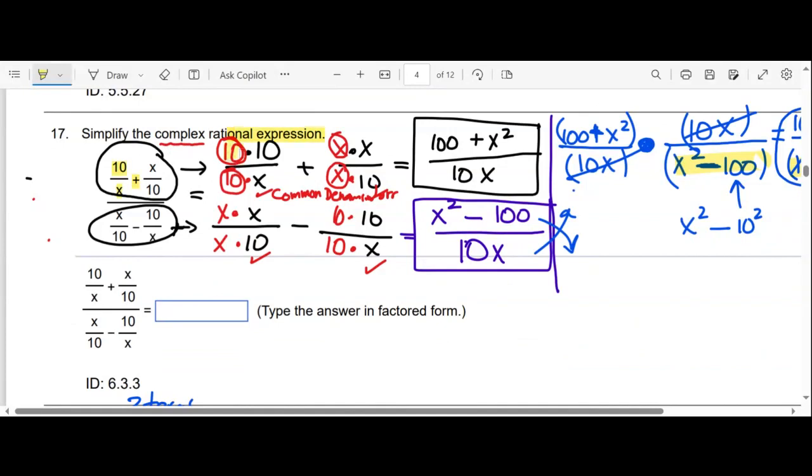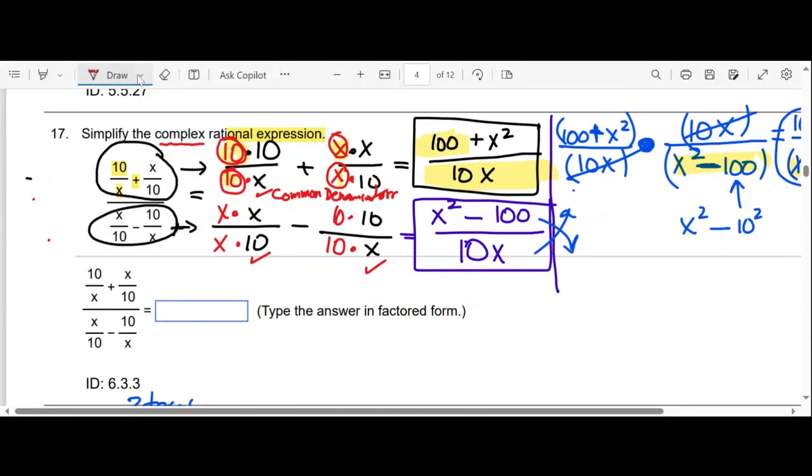So when you add this in here and there, then you have to multiply. Since you have the same common denominator, you just put the common denominator 10x. The top is going to be what? 100 plus x squared, because 10 times 10 is 100. X times x gives you x squared. Clear? Yes.